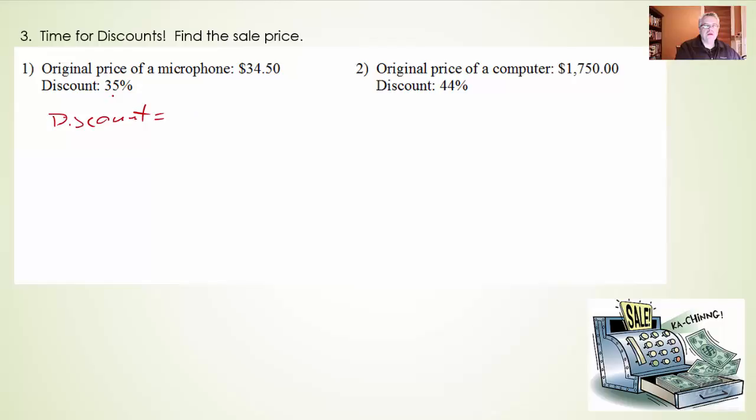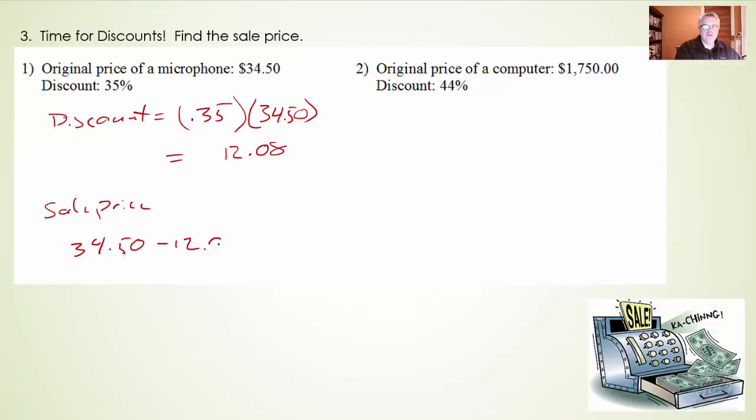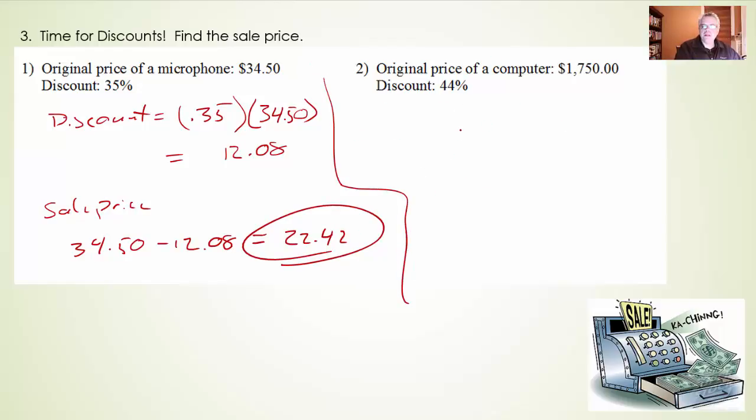So I'm going to use the shortcut. I'm going to divide by 100, 0.35. So 35% is 0.35 times the original cost, 34.50. And this tells me how much we're saving. And it turns out to be about $12.08. So now to find the sale price, we start with the original 34.50, subtract the 12.08, and whatever's left is what we have to pay. It'll be $22.42.